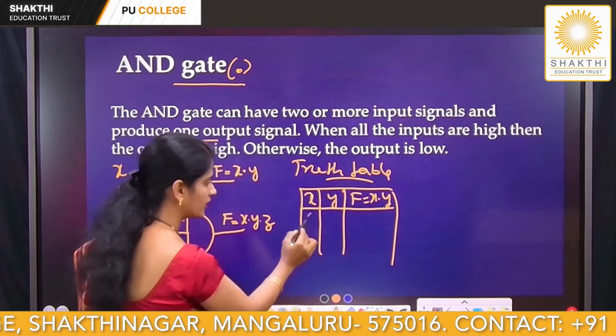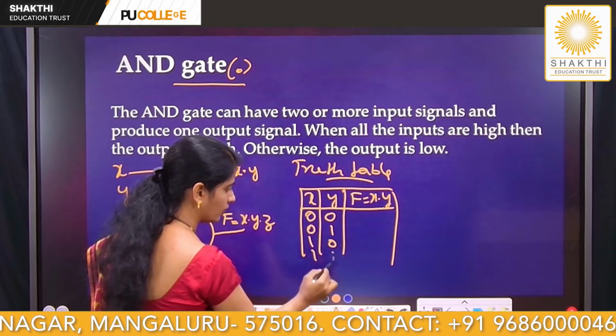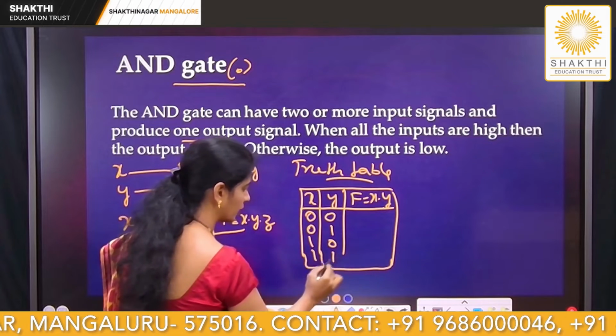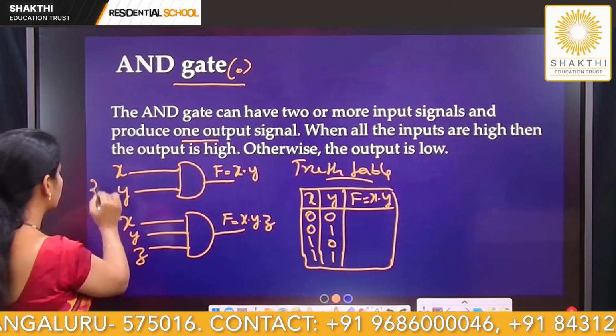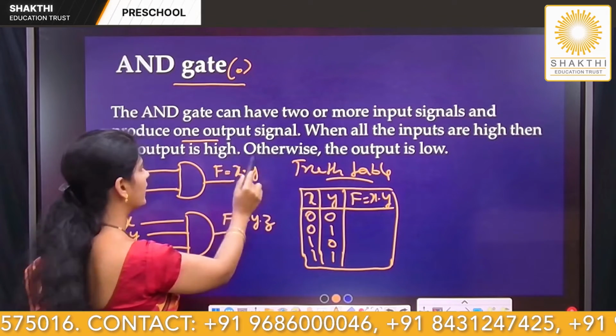So what are the possible combinations of input? 0 0, 0 1, 1 0, 1 1. Only 4 possible combinations, because 2 to the power 2 is equal to 4. So how can you write this? You can see the next point here.